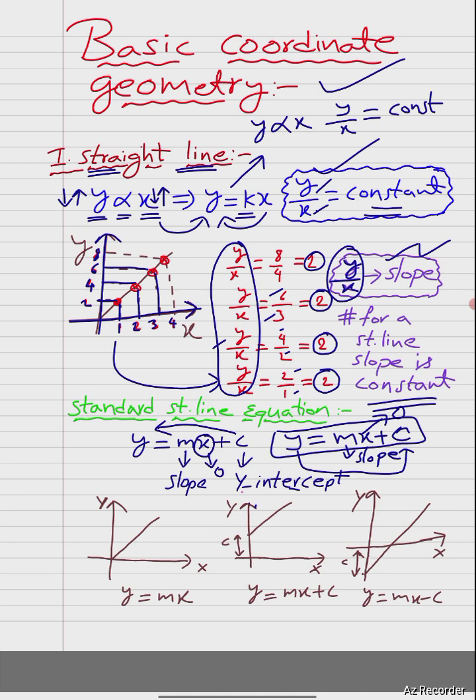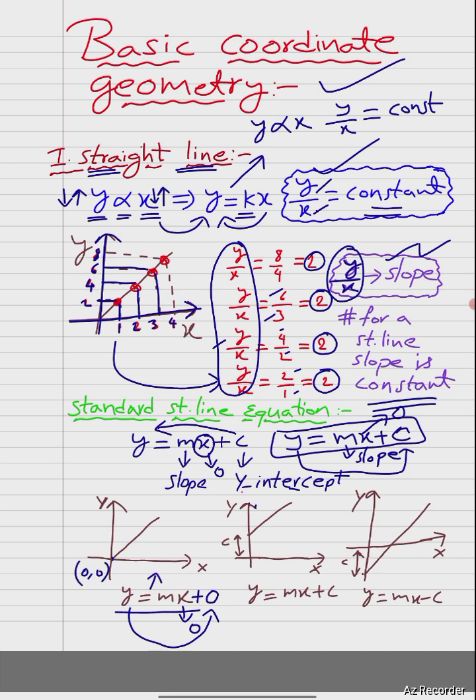Okay, so here y is equal to mx. In the first graph you can see there is no c over here, it is 0. So y is equal to mx. If you put x value to 0, y value is also 0. So the graph starts at 0 comma 0. This is the graph for y equal to mx.